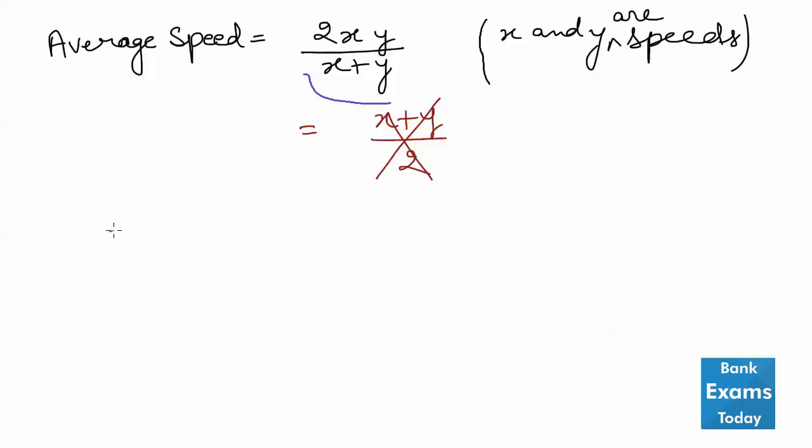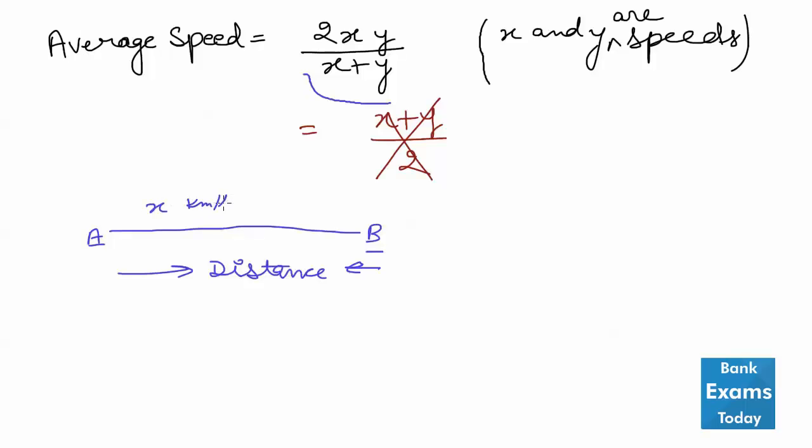Okay, so we can derive this formula, the formula of 2xy over x plus y. So let's see. There is a distance of A and B. A and B are two cities, and that is the distance. A person goes from city A to city B via car, and he goes at a speed of x kilometer per hour, and he comes back via bus, and he comes back at a speed of y kilometer per hour. So what is the average speed?